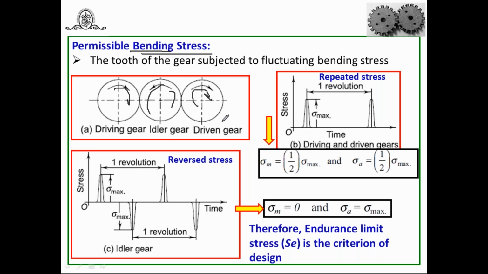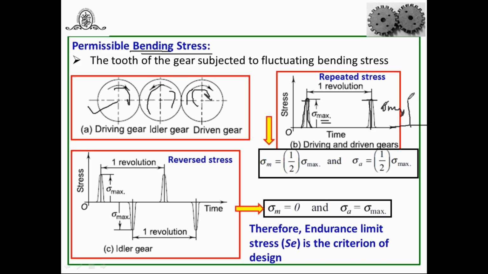Because of this position of the driving and driven gears, what is going to happen? When it engages with the idler, you will get the stress intensity shown here as sigma max. After one revolution, again, through the idler, the driving gear rotates the driven gear. So after one revolution, the stress magnitude is also sigma max for the driving and driven gears.